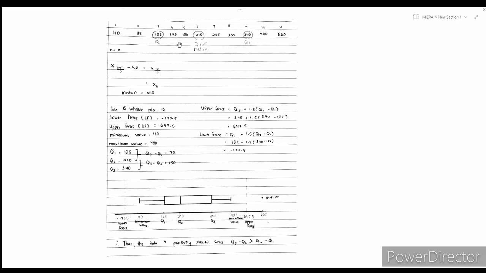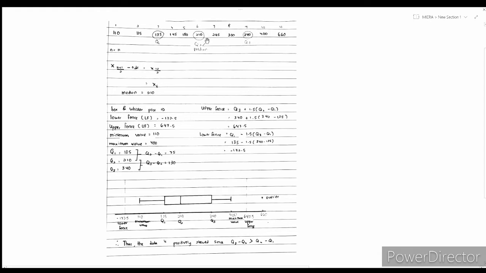So I will show you how to do box and whiskers plots for ungrouped data. Based on the question given, it gives us 11 data. We arrange it in ascending order. To find the median and second quartile, we use the formula x of (n plus 1) over 2. After we calculate, we get x6 equal to 210 as the median and second quartile.